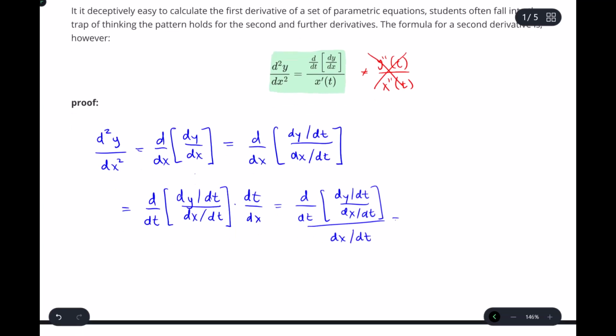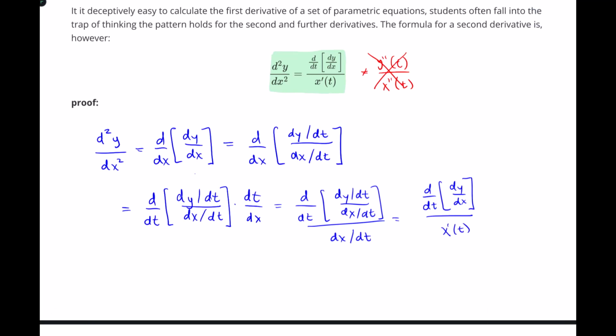which essentially tells me that what I have to do to get the second derivative is to take the derivative with respect to t of the first derivative and divide that by the derivative of the x component. Third derivatives, fourth derivatives, any further derivatives will follow the exact same pattern, but you definitely want to watch out for and not get caught in the trap of thinking you just need to take the second derivative of the numerator function and the second derivative of the denominator function.